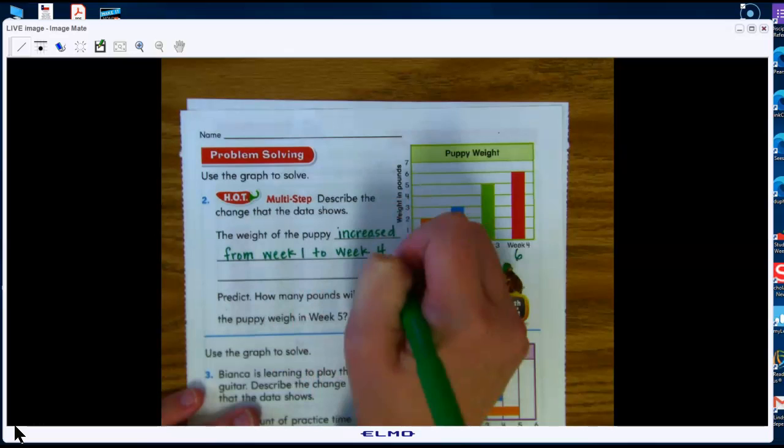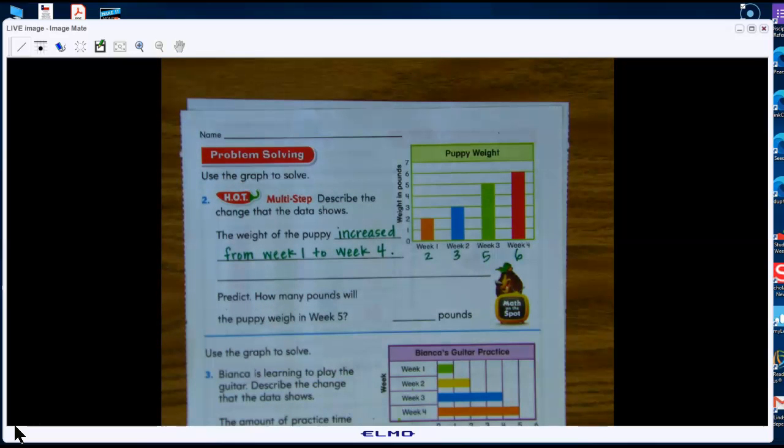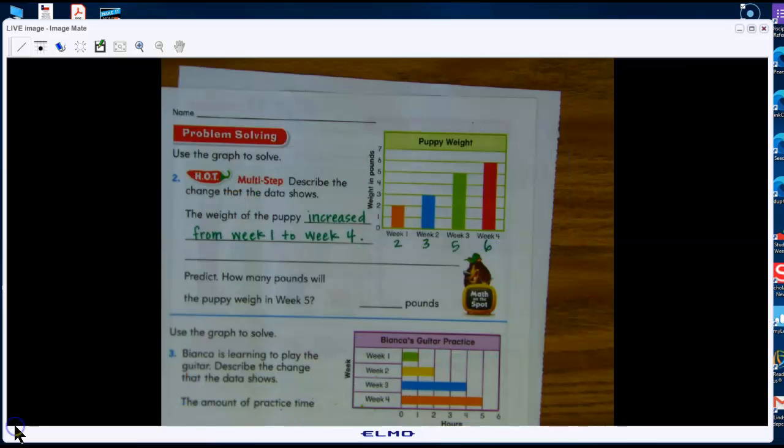We're spelling the word week a lot. It increased from week 1 to week 4. Or you could say it increased from each week, I guess we could say. We made a conclusion on what we saw in the graph. Now we're going to do a prediction.